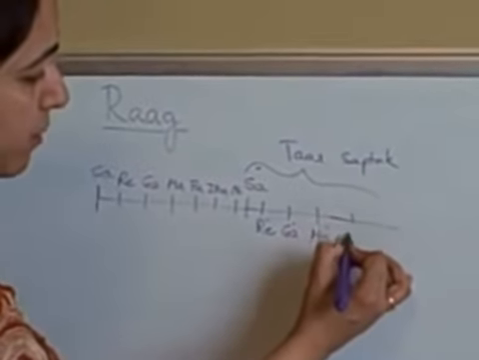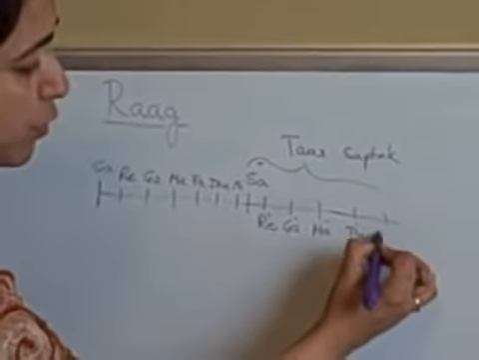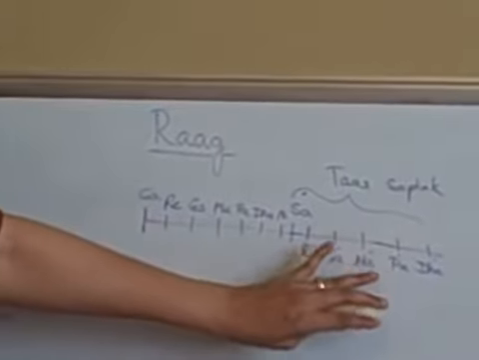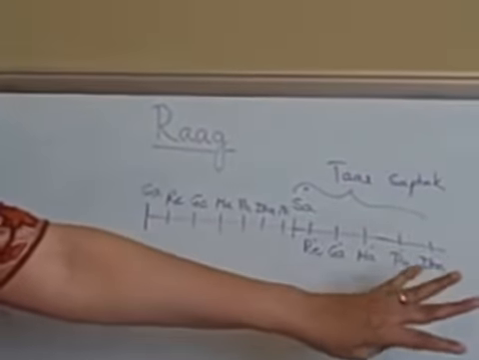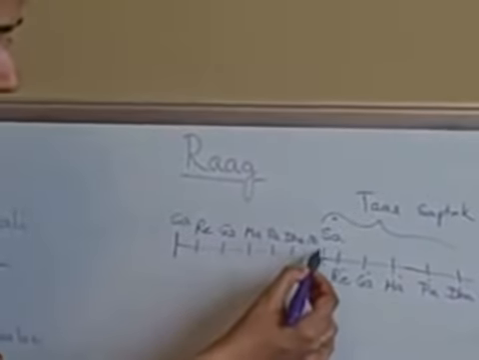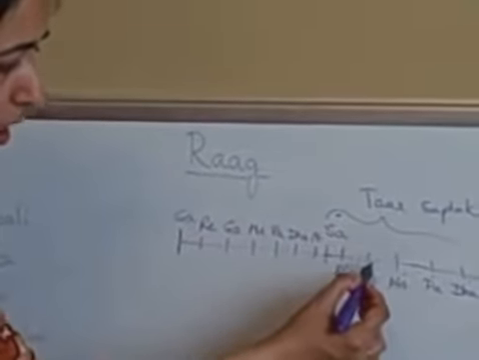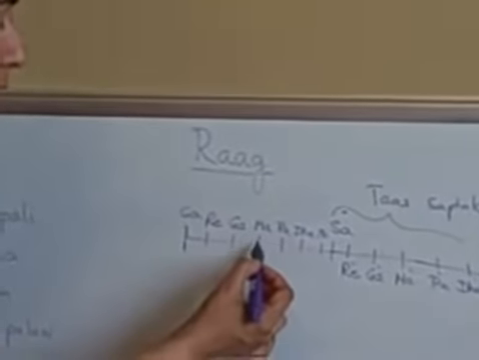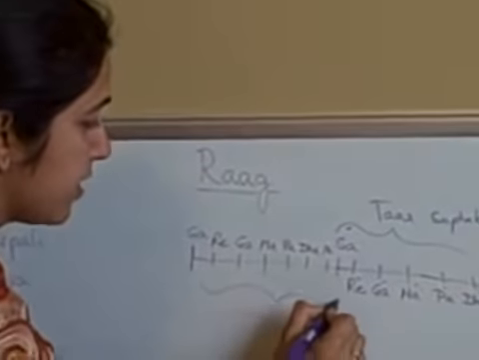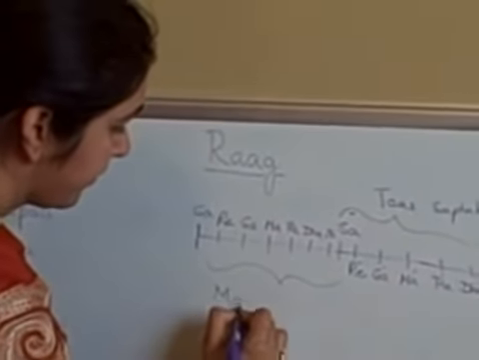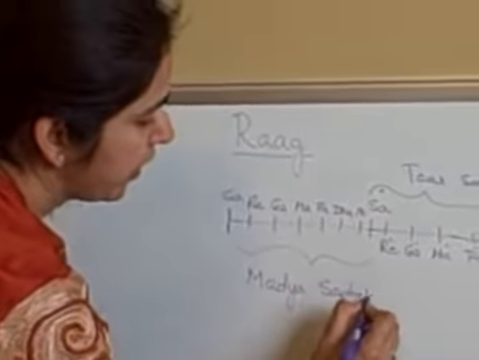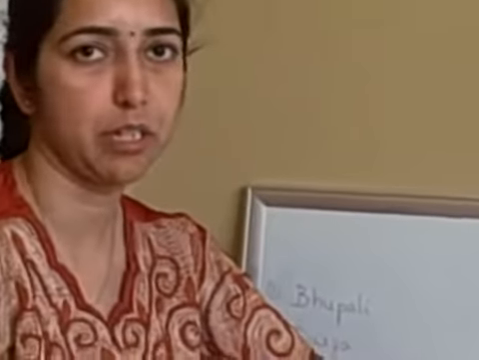So this goes all the way, Pa, Dha. Usually we don't go beyond Pa. Most of the compositions go till Ma. Beyond this, we don't. So it's Sa, re, ga, ma, pa, dha, ni, sa, re, ga, ma, pa, ma, ga, re, sa, ni, dha, pa, ma, ga, re, sa. This is defined as the Madhya Saptak. Most of the work in a rag is done at the Madhya Saptak level.